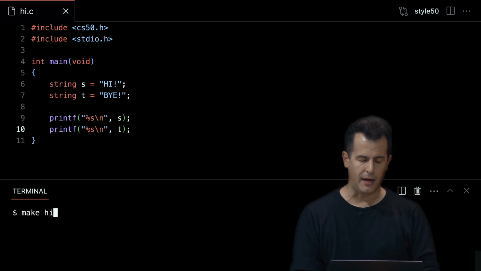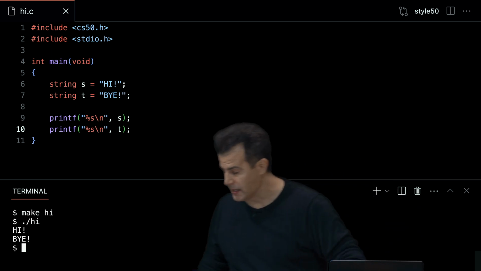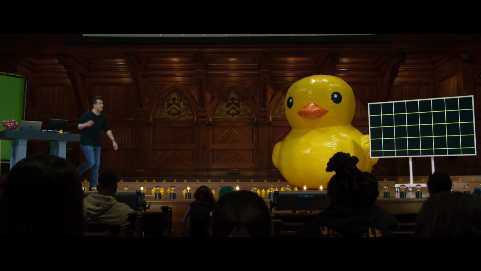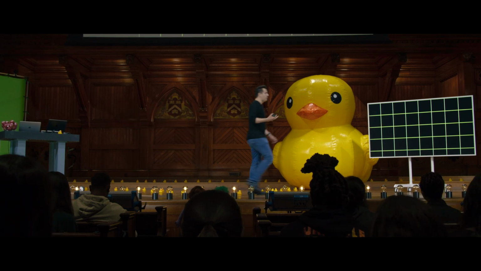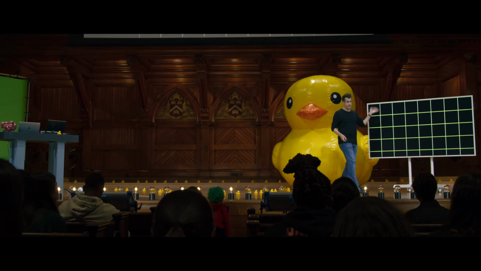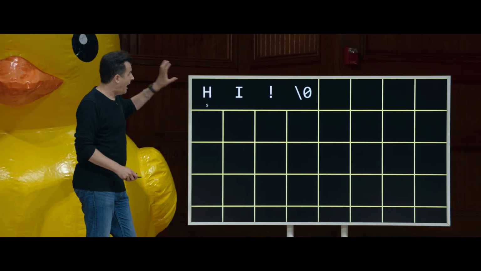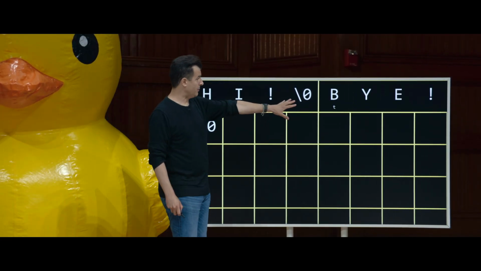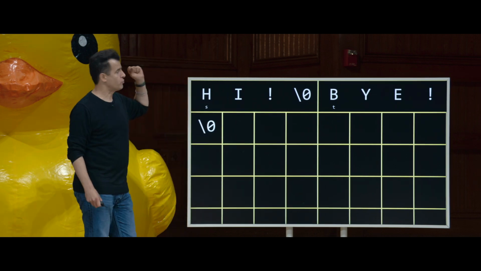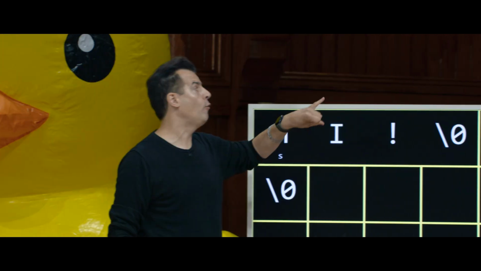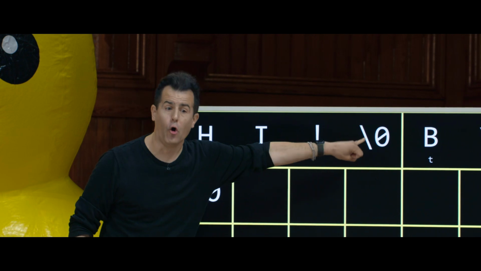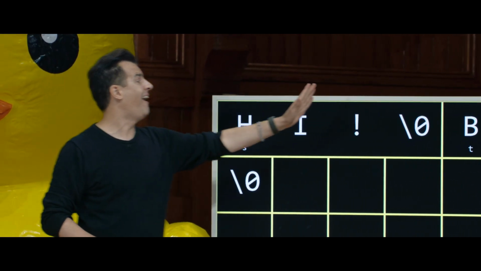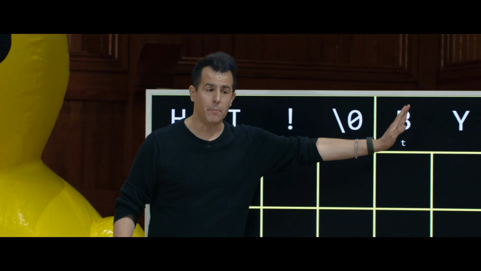If I do make hi, ./hi, I should, of course, see these two strings. But what's going on inside of the computer's memory? Well, in this computer's memory, assuming these are the only two variables involved, and assuming the computer is just doing things top to bottom, hi is probably going to be stored somewhere like this on my canvas of memory. Bye is probably going to be stored there, and it's wrapping around, but that's just an artist's representation. But notice that it is now really important that there is this null byte at the end of each string, because it's how the computer is going to know where hi ends and where bye begins.